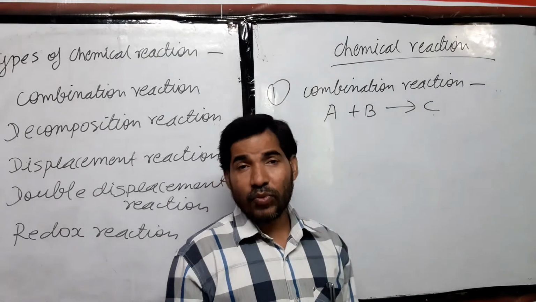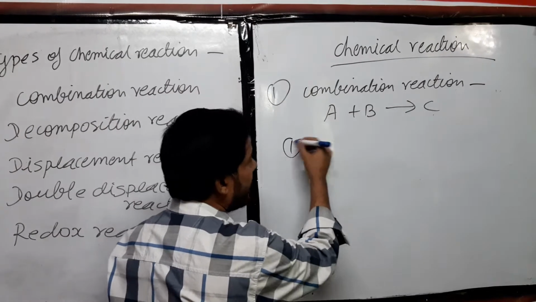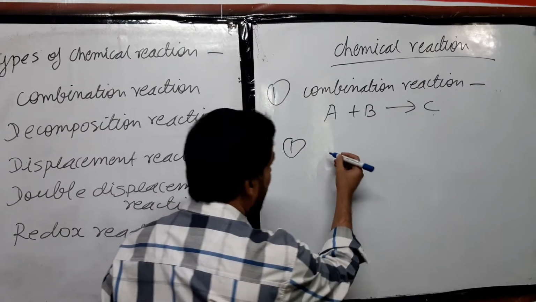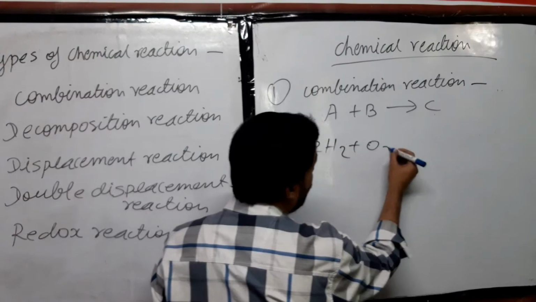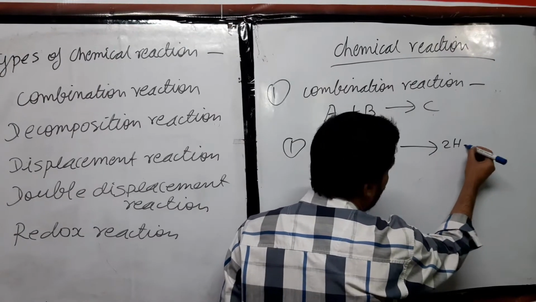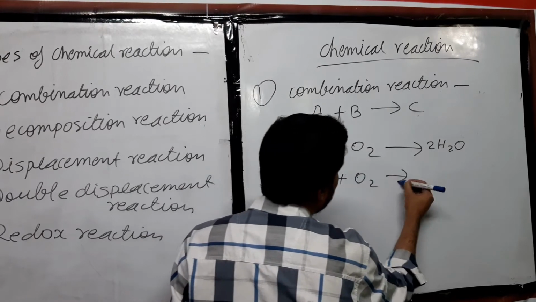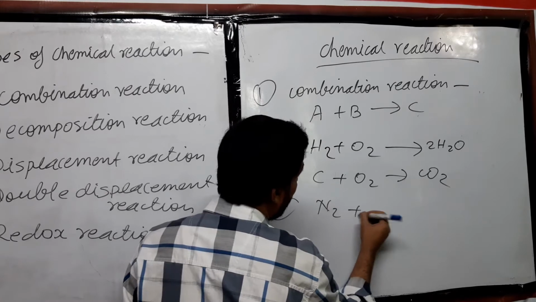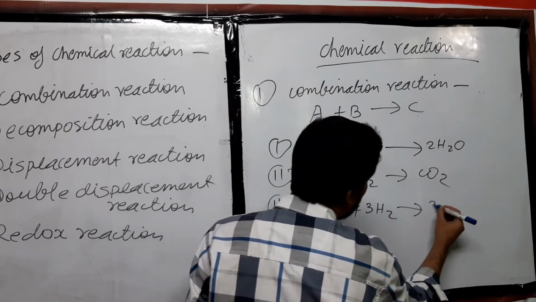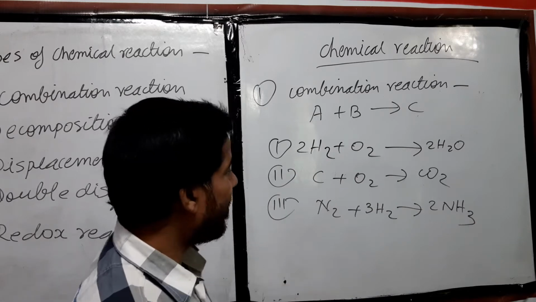For this, I am going to write a number of reactions on the board. Listen, see carefully. First is 2H2 plus O2 gives 2H2O. Second is C plus O2 gives CO2. Third is N2 plus 3H2 gives 2NH3. There are many reactions. You are seeing here.